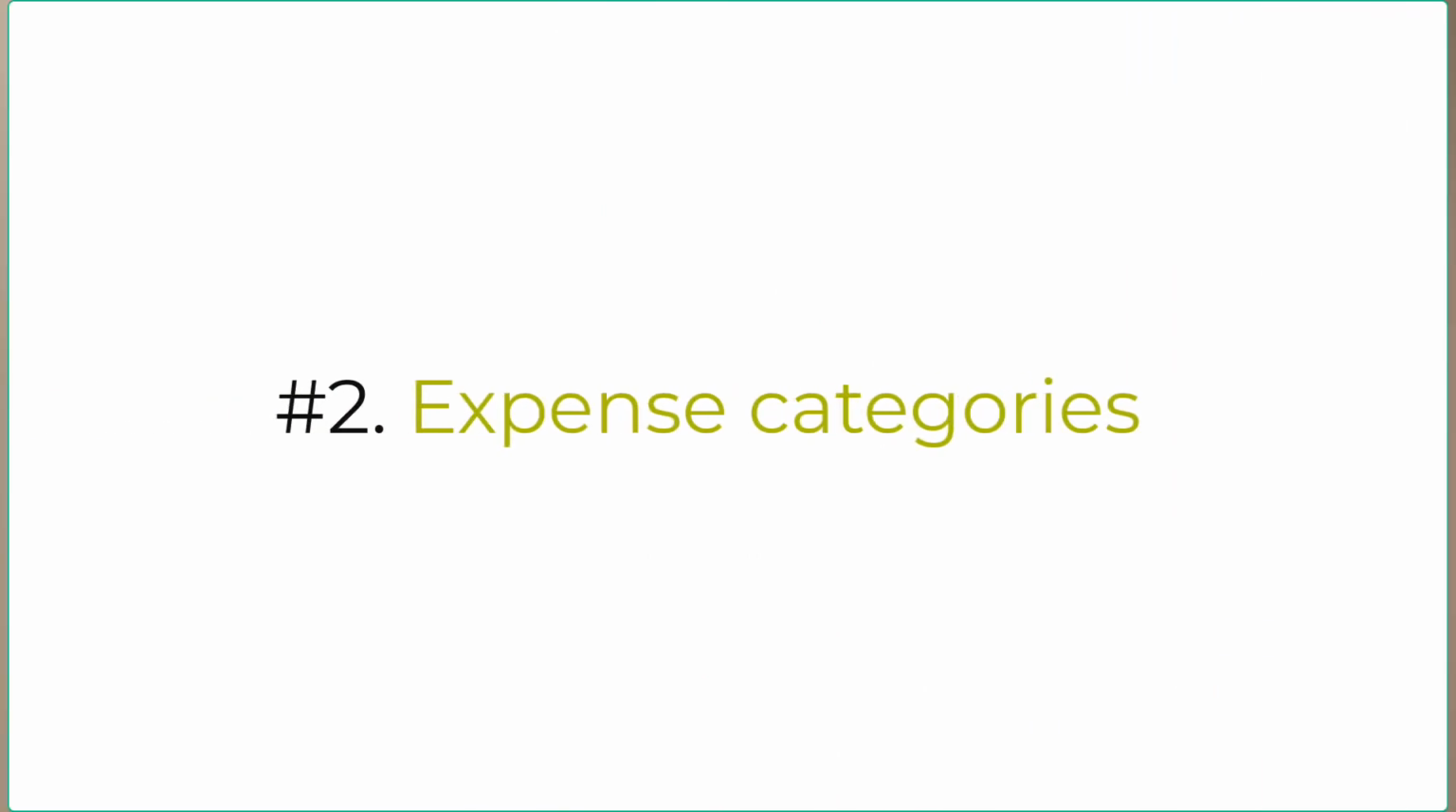The second thing we need to think about when we are building operating expenses into our financial models is the different categories and subcategories of our expenses.